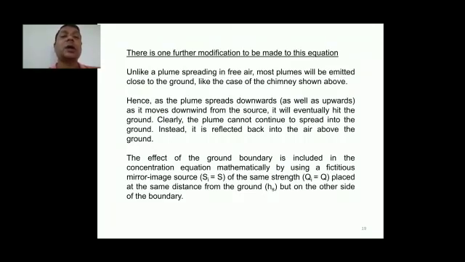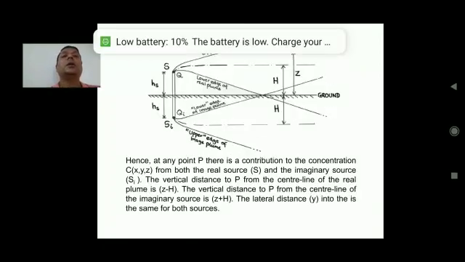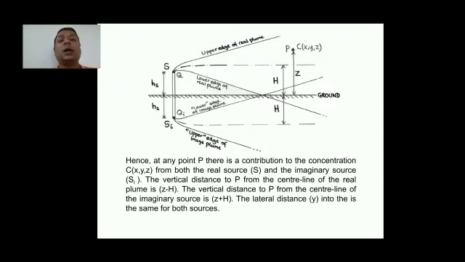The effect of the ground boundary is included in the concentration equation mathematically by using a fictitious mirror image source Si, of the same strength Qi equal to Q, placed at the same distance from the ground hs, but on the other side of the boundary. And we are seeing this in the picture. The same explanation I have already said.